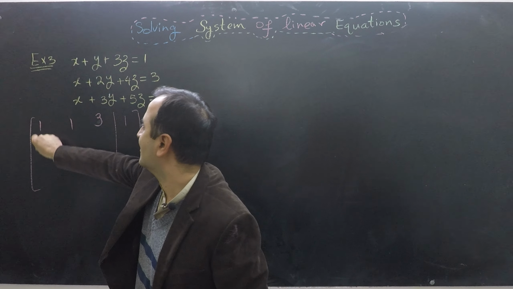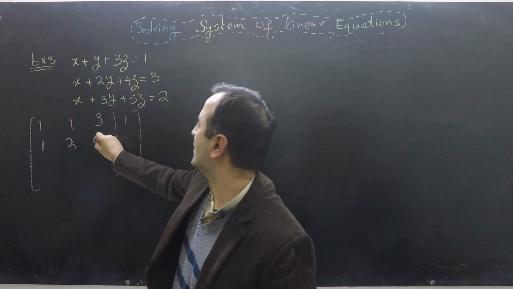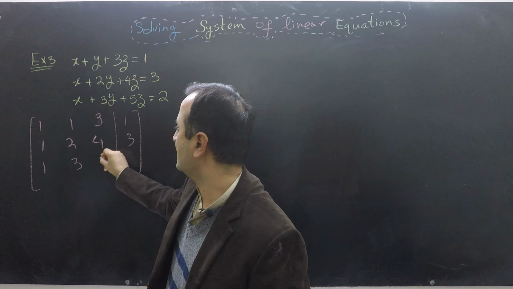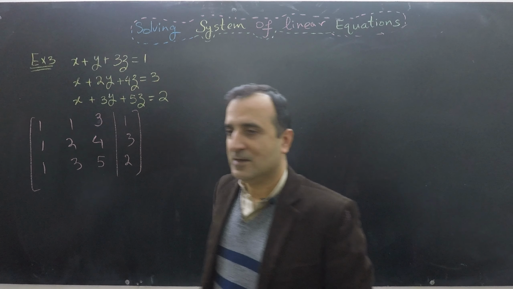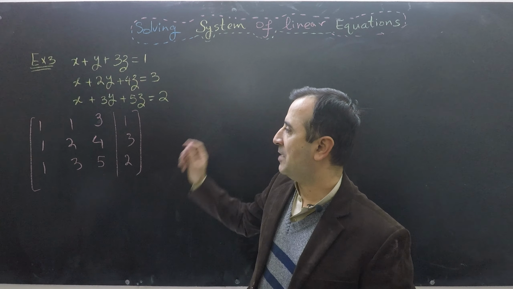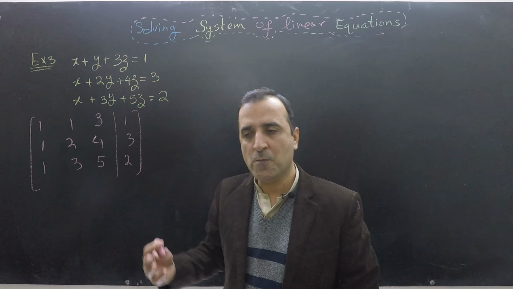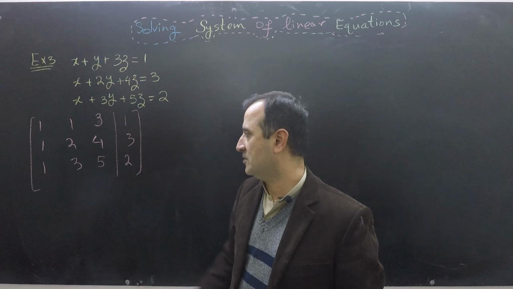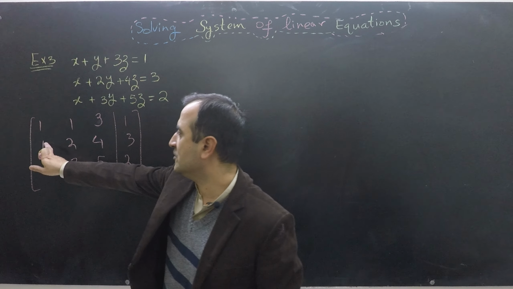1, 2, 4, 3. And 1, 3, 5, 2. Okay. So now I have a valid augmented matrix, and my aim is to make it into row echelon form or reduced row echelon form, but I will just make it into row echelon form. It's fine. So I want to have 0 here and 0 here.